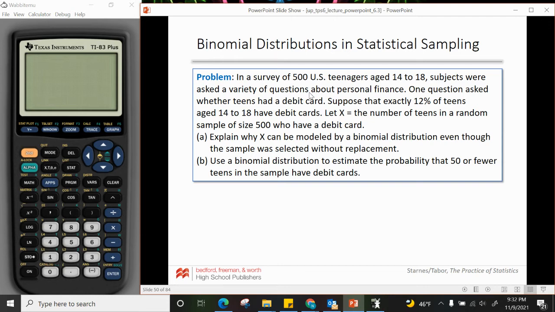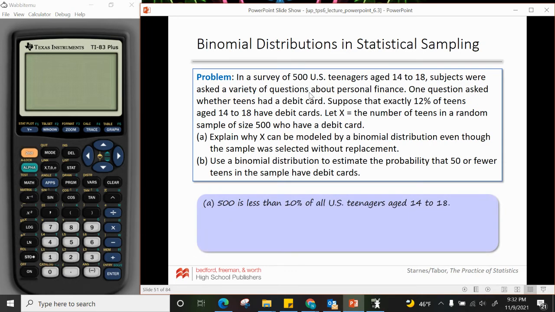So technically not independent. However, 500 is a lot less than 10% of all US teenagers aged 14 to 18. If this was 10%, that would just mean, hey, multiply this by 10. There's definitely more than 5,000 teenagers aged 14 to 18 in the US, so my sample size is small enough that I can still sample without replacement.